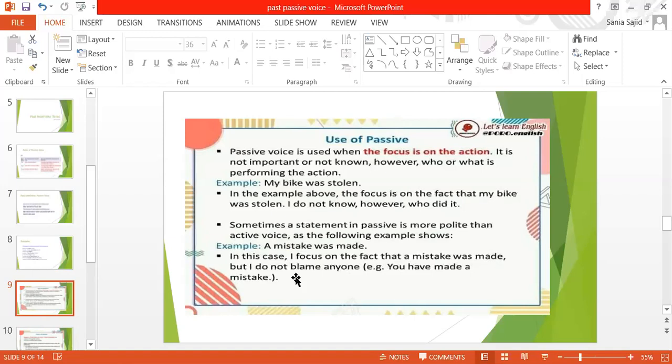So I do not blame anyone. For example, you have made a mistake. Here, I am blaming you, the person in front of me, the second person. You have made a mistake. And in this, as I told you, in passive voice the focus is on the action. In this sentence, the focus is on the mistake, not on the person who did it.